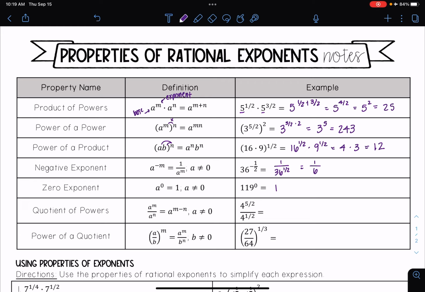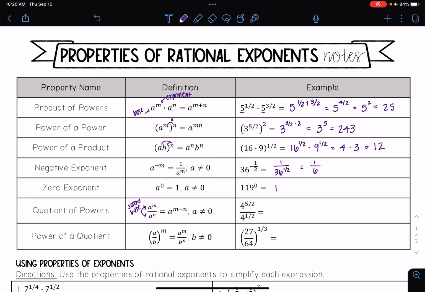Then I have quotient of powers, and that rule is if I have a to the m divided by a to the n, so again here I have the same base, this would be equal to a to the m minus n. So it's kind of the opposite of what we saw with product of powers, that first one. When I multiplied two things with the same base, I added the exponents. So when I divide two things with the same base, I subtract the exponents.